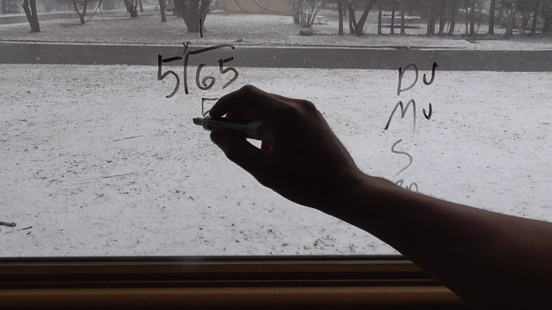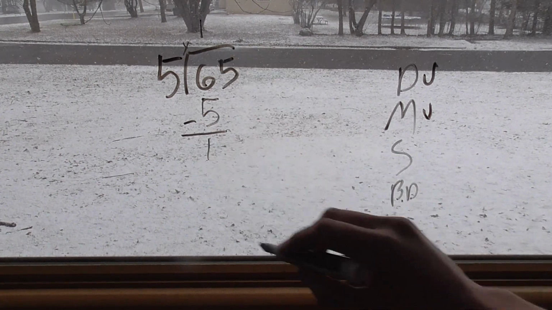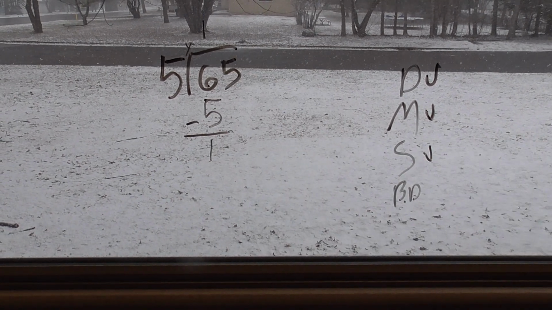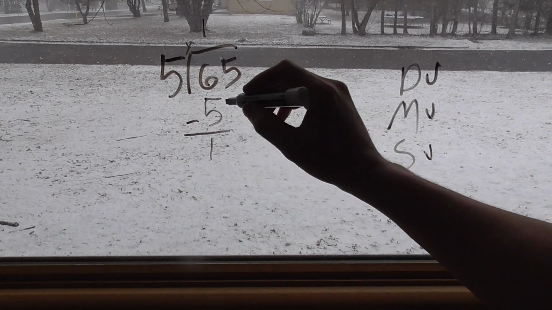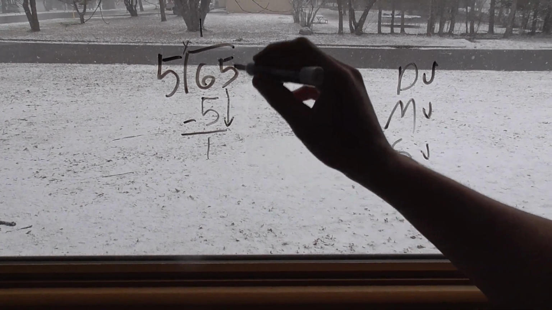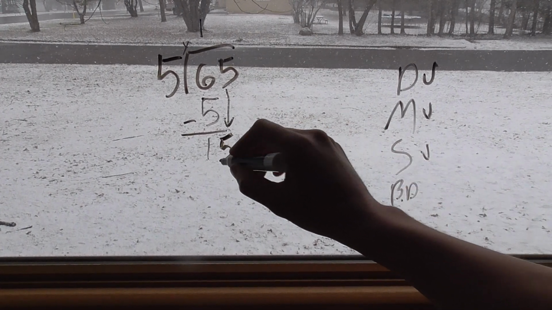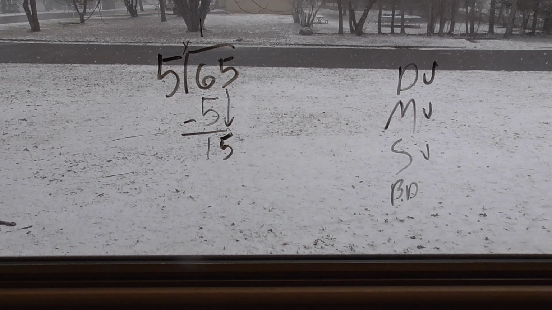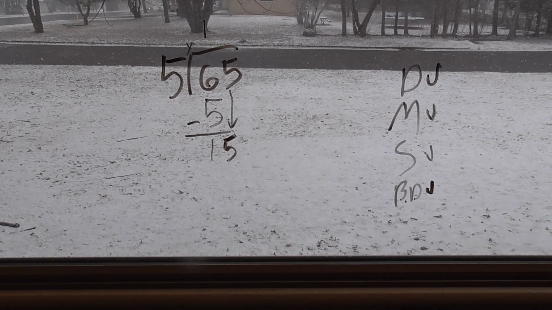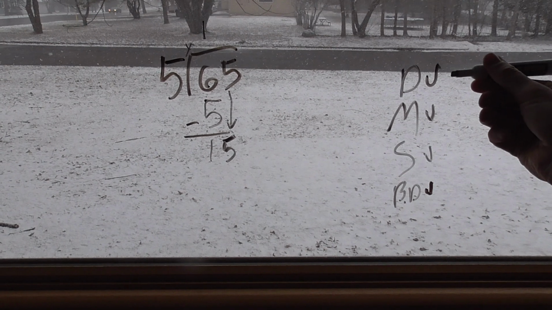Check. 6 minus 5, 1. Check. And bring down, make it nice and straight. Bring that 5 down, making 15. Check. Well, now what? Well, we start back over at the top. We're going to divide again.